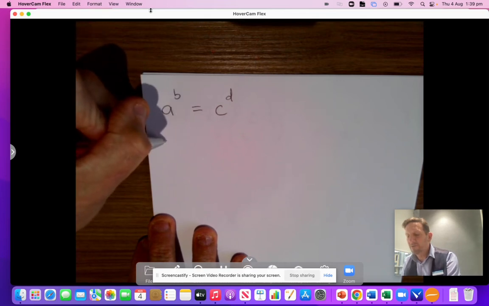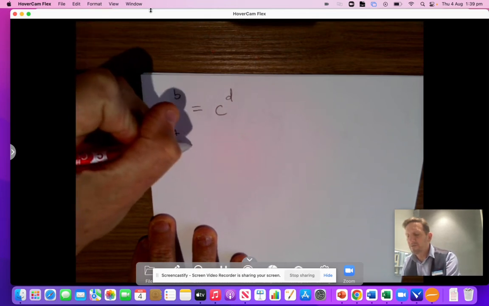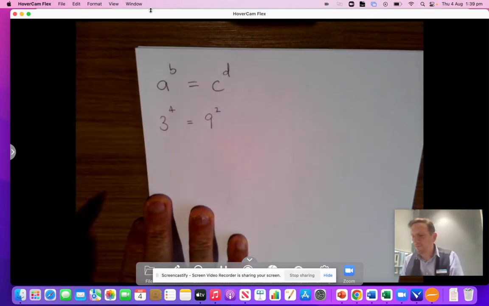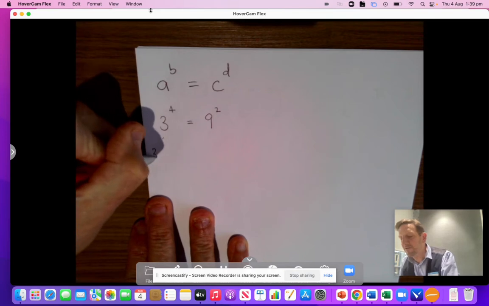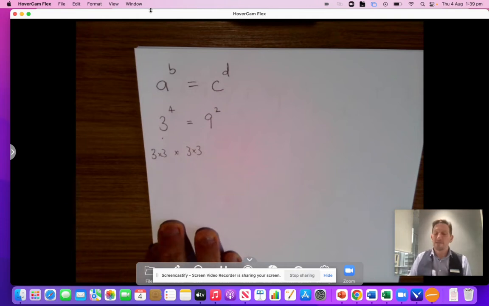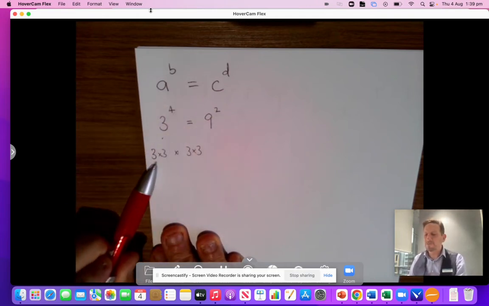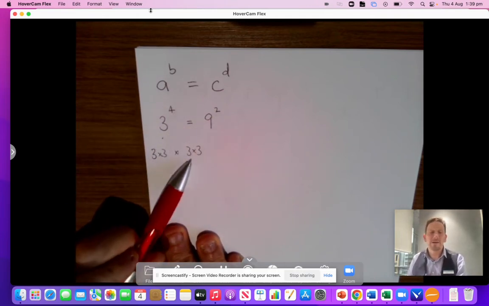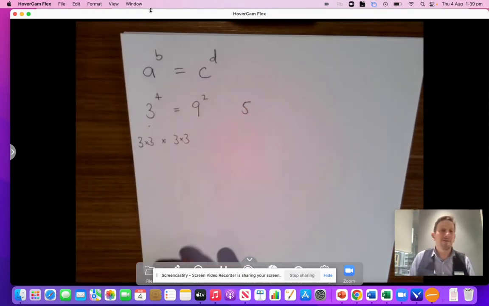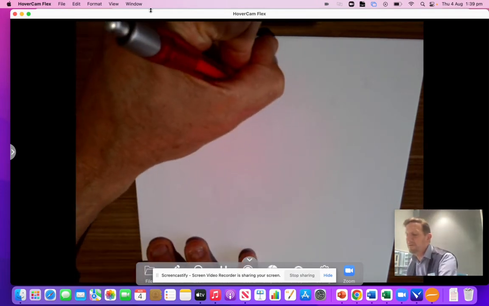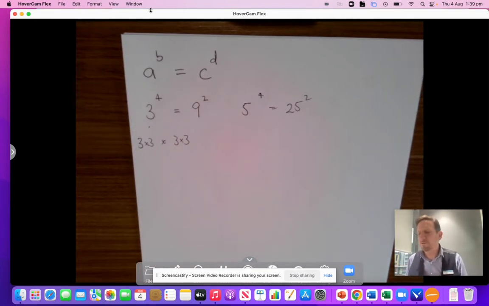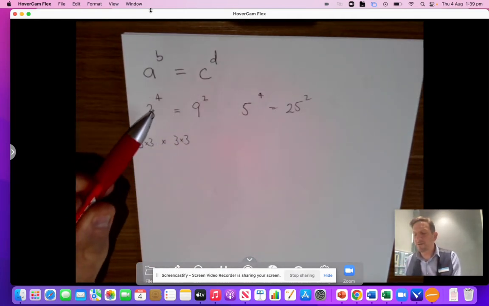I would start with something like 3 to the power of 4 equals 9 squared. Now, how did I get that? Well, I know that 3 to the power of 4 is like 3 times 3 times 3 times 3. So this is like 3 to the power of 4 equals 9 squared. So if we did something like 5 to the power, well, we can't do 5 because 5 takes us over, but 5 to the power of 4 equals 25 squared is the same sort of situation. So this is a really nice one.